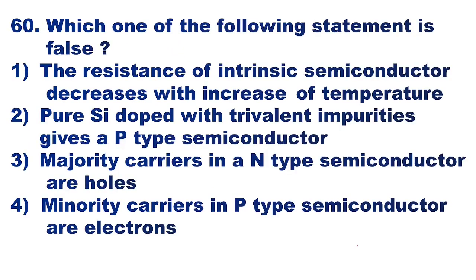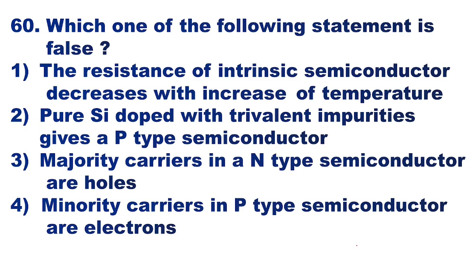In this question we see: which one of the following statements is false. The options given are: the resistance of an intrinsic semiconductor decreases with increase in temperature. Obviously it is true, because as the temperature increases, the covalent bonds will break, and as the covalent bonds break, there will be movement of the charge carriers, so the resistance will decrease. The second option says that pure silicon doped with trivalent impurities gives a p-type semiconductor. Obviously, when a pure semiconductor like silicon or germanium is doped with a trivalent impurity, the output is an extrinsic semiconductor, which is a p-type semiconductor, because the number of holes will increase.